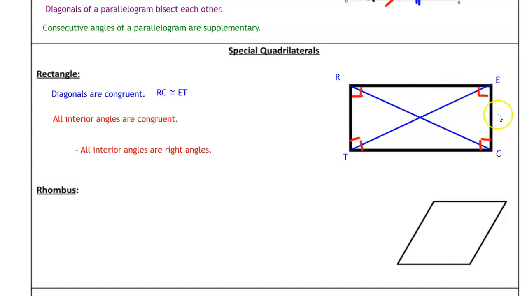Specifically, since all of the angles in a quadrilateral must add to 360, that means each of these individual angles is 360 over 4, which is 90. So that all interior angles are right angles follows from all interior angles being congruent. So that's the deal with rectangles.